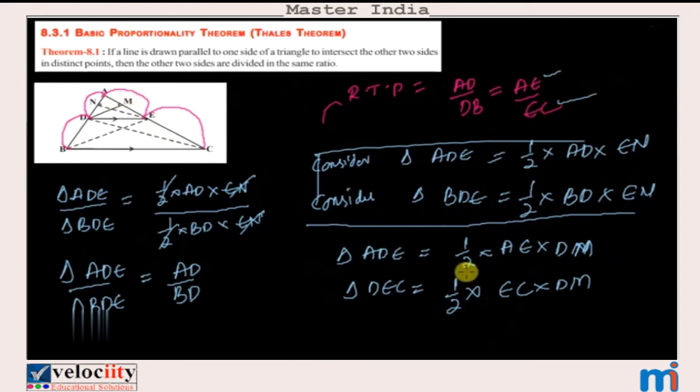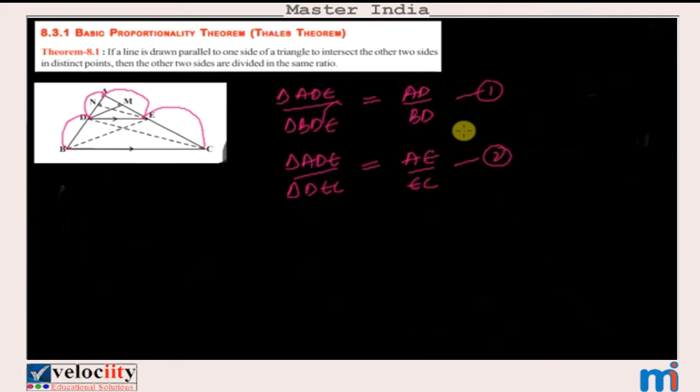Now again, I'll consider the area of triangle ADE by the area of triangle DEC. What do I get if I divide ADE by DEC? Half gets cancelled, DM gets cancelled. I will obviously end up getting AE by EC. So we have already proved these two things here, the first one and the second one. For lack of space, I just erased everything and wrote this down here.